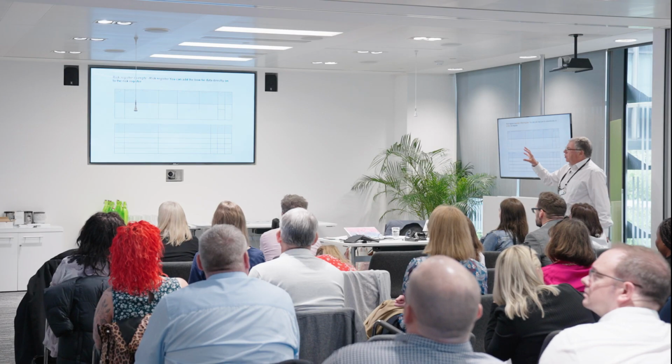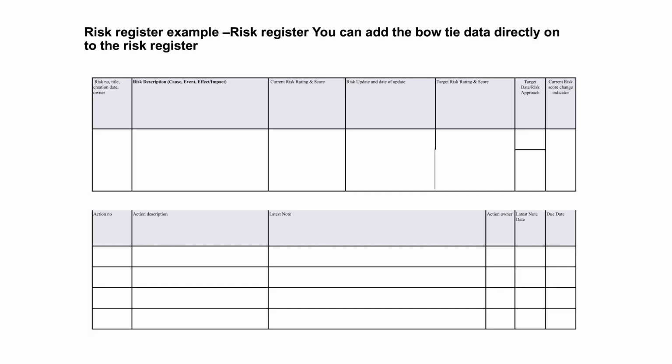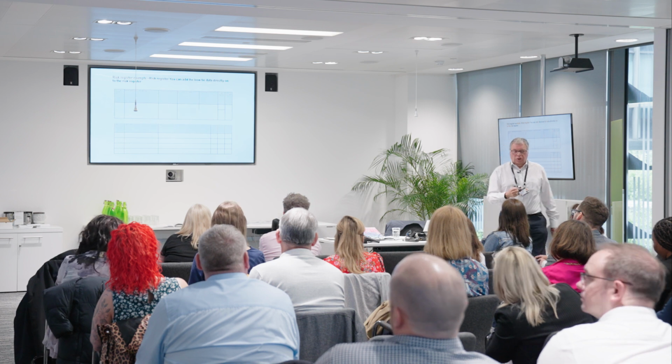Once we have that information described as a bow tie, we can put a lot of that information in a risk register. There's a risk description, so we could take that from the bow tie, and we have the action descriptions, and then obviously you have to fill out the rest. But there's a lot of information you can pull across to your risk register.